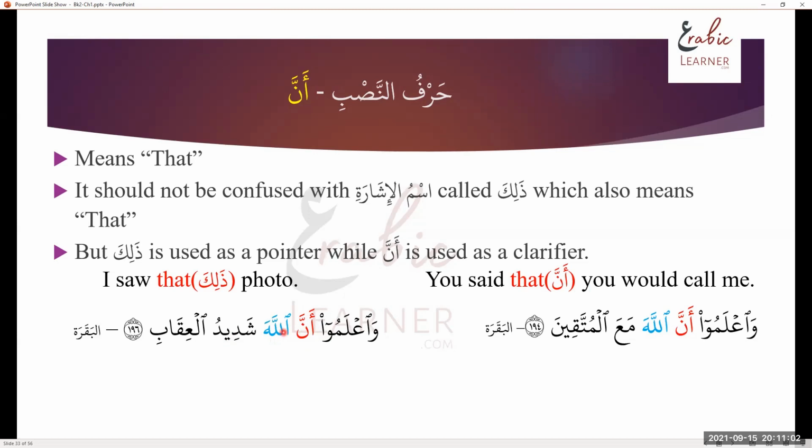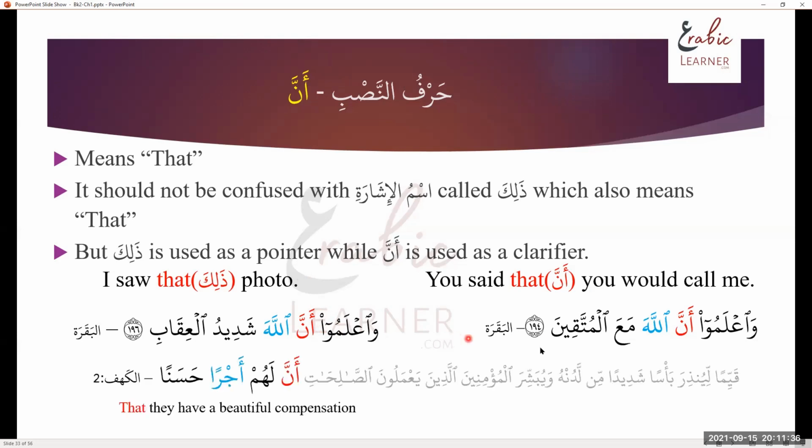Now what you have learned before was inna. Inna means indeed, surely, certainly, definitely. So there it means emphasis. But anna is a clarifier. It means that. Now anna and inna are different, it's just a matter of haraka. So here it is fatha over hamza. Hamzatul qata, it's fatha, so it became anna. Understood, brothers and sisters?